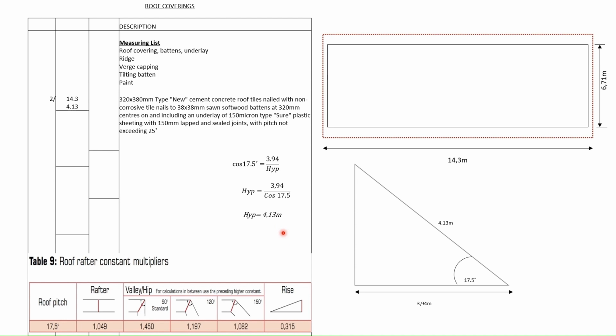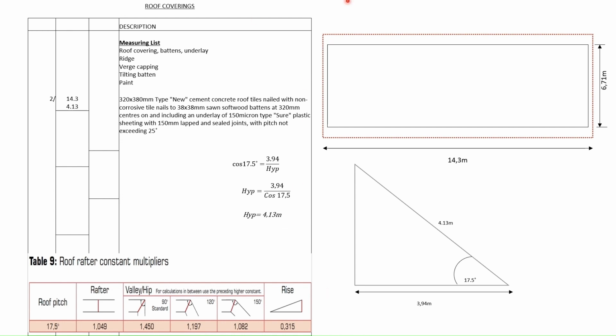All right. Now, because I'm not in an exam and I actually do have access to the constant multipliers, you can also try to find the length of the rafter using that multiplier. So basically all you would need to do is just take that 3.94 and multiply it with that 1.049, and it should give you 4.13 meters also.